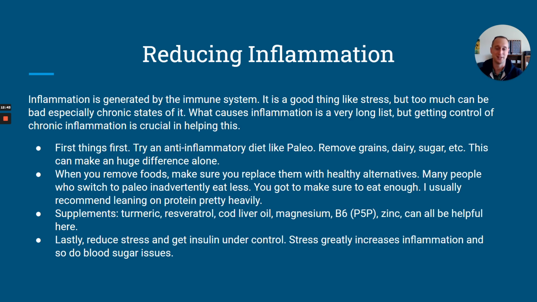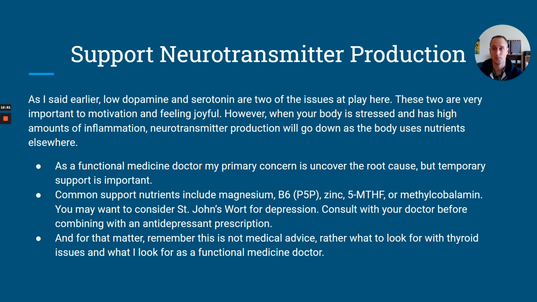Lastly, reduce stress, get that insulin under control, and this will help with all these things going on with the blood sugar and the inflammation. And then we can look at neurotransmitter production. Like I said, low dopamine, serotonin. These are two issues at play here. Very important for motivation and feeling joyful.